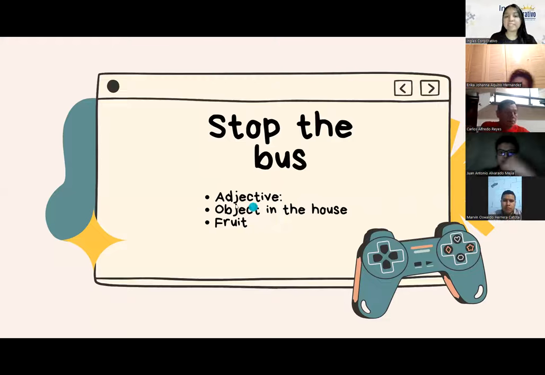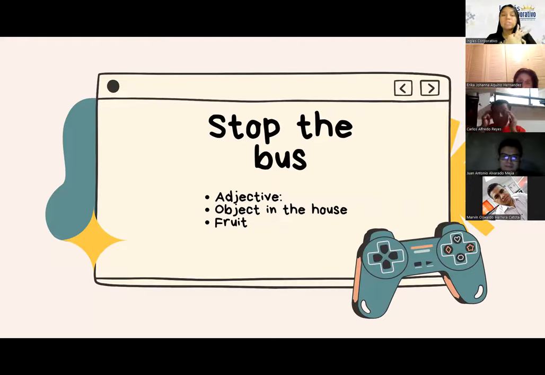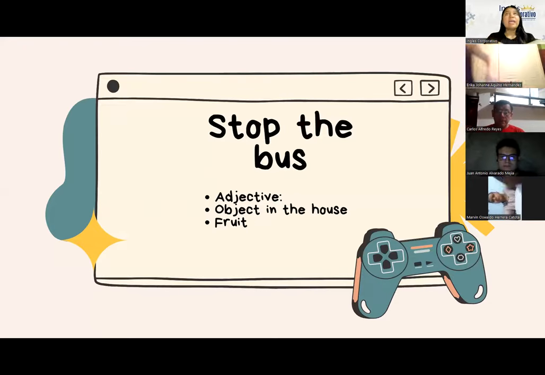So we have adjective, object in the house, and fruit. Okay, tres categorías. So I'm going to give you the letter. Yo le voy a dar la letra. So you need to look for some words. Tienen que buscar palabras que comiencen con esa letra. For example, si yo le digo letter S. Letter S, adjective with the letter S.